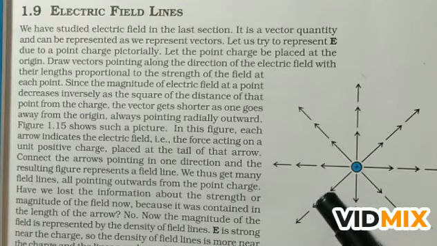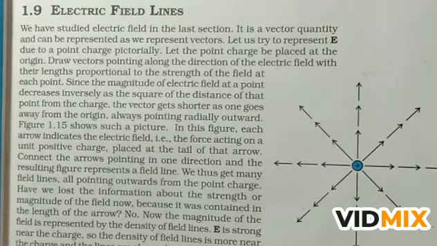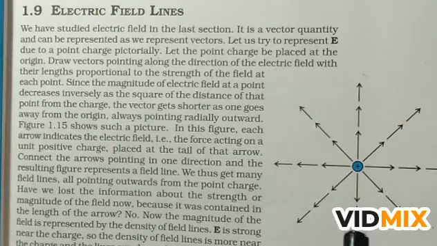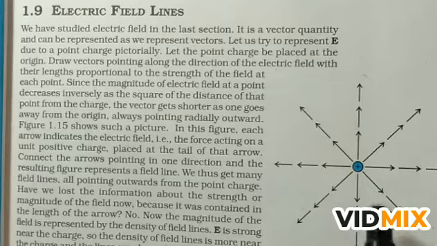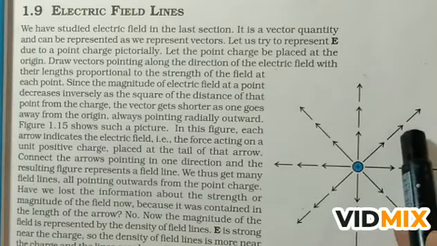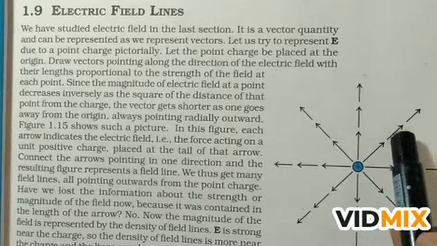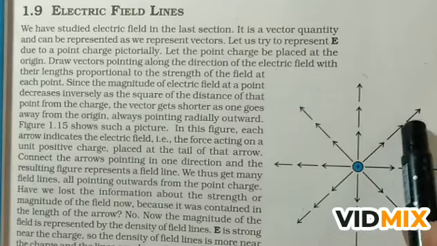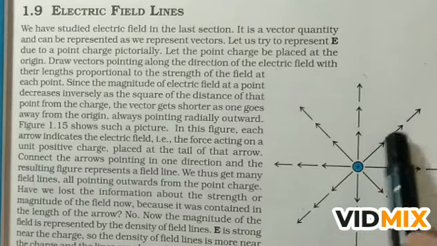Now since the magnitude of electric field at a point decreases inversely as the square of the distance, we had seen the relation E is equal to 1 upon 4 pi epsilon naught Q by R square, where Q is the source charge. So the magnitude of electric field at a point decreases inversely as the square of the distance of that point from the charge, and the vector gets shorter. If you see the length of the arrow, it gets shorter. Shorter length means that the magnitude of the electric field is going to decrease as the distance increases.